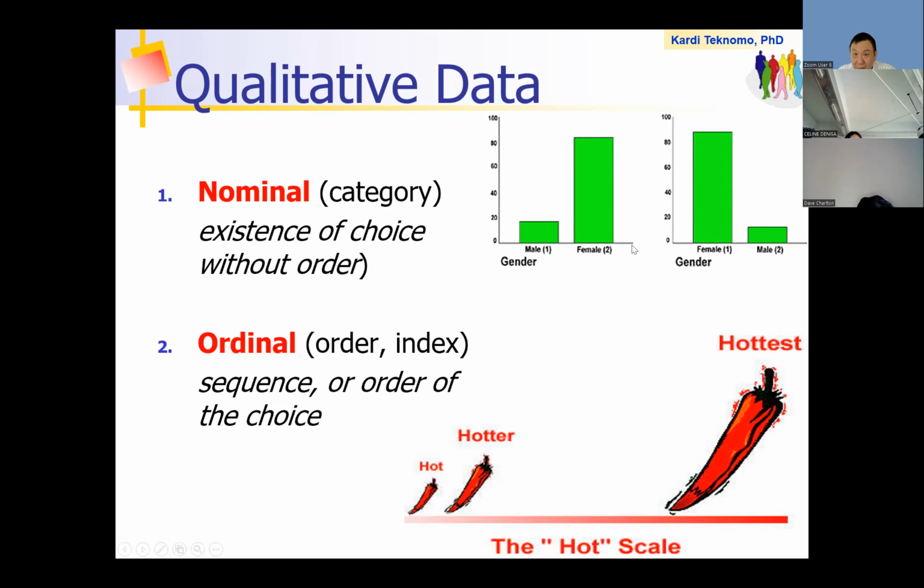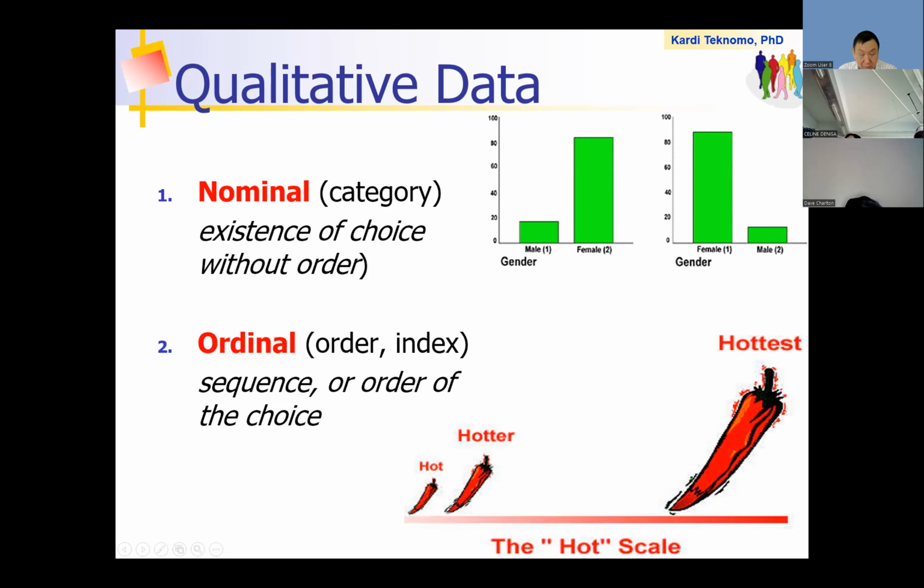The name of kecamatan, the name of voting candidate, they are 1, 2, 3. You can assign 3 to 1. That doesn't matter. Similarly with the gender here, male 1, female 2, or you can put female 1, male 2. It doesn't really matter. It's just assignment. The number itself does not represent anything but assignment.